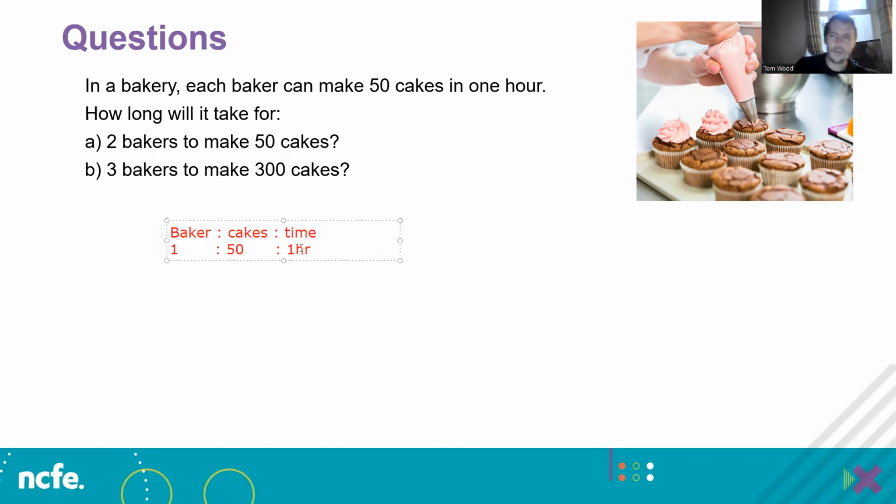Okay, so we can just use this, but the interesting thing here is certain things will be affected, certain things won't, and it's up to you to choose what is affected. That's where we get our kind of input. Well, how long will it take for 2 bakers to make 50 cakes? If I've doubled the amount of bakers and I've left the amount of cakes the same, that means they will do that in half the amount of time.